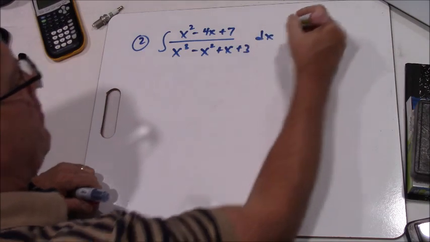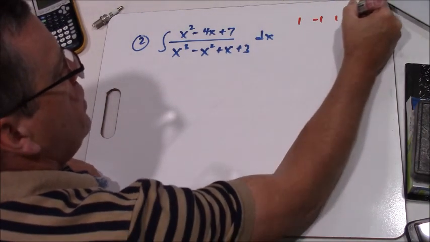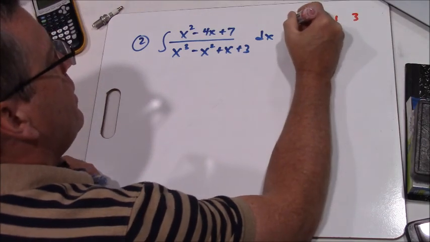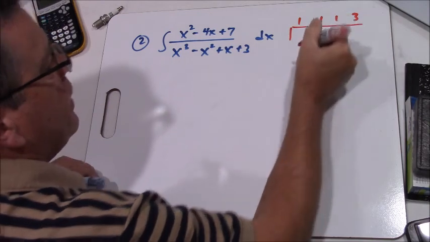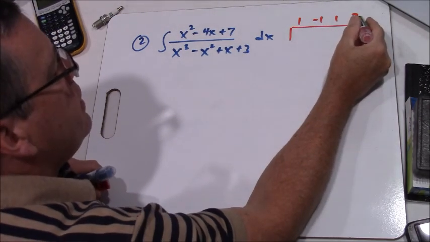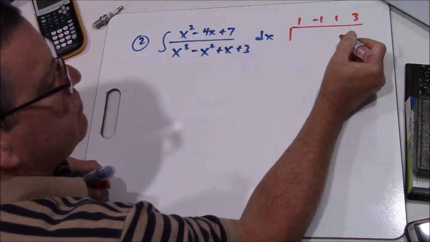So let's see, if I'm going to factor this, I'm going to go 1, -1, 1, and 3. And I'm going to do synthetic division. So what I'm going to do is try numbers that divide into 3 evenly. 1 only works if all of these add up to 0, so I'm not going to try that.